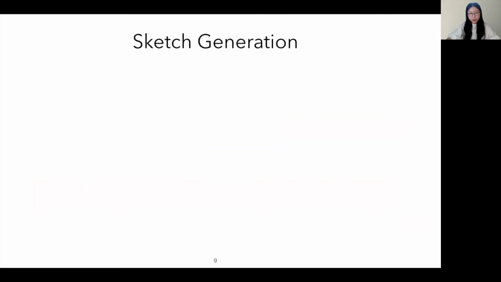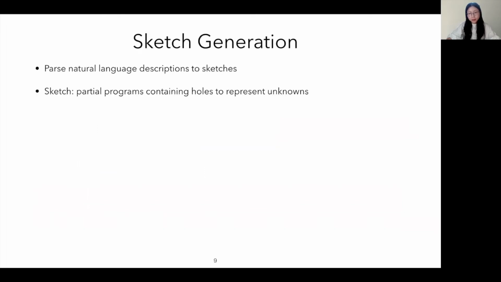The first step in Regel's workflow is sketch generation. Here, we're parsing natural language descriptions into sketches. The sketches used here are similar to typical sketches, which are partial programs with holes to represent the unknowns. However, unlike typical sketches, for each hole, we allow it to have some components that represent possible subprograms that could instantiate this hole. In terms of the syntax, we use a square to represent the hole, and the subprograms inside the curly brackets are the components.